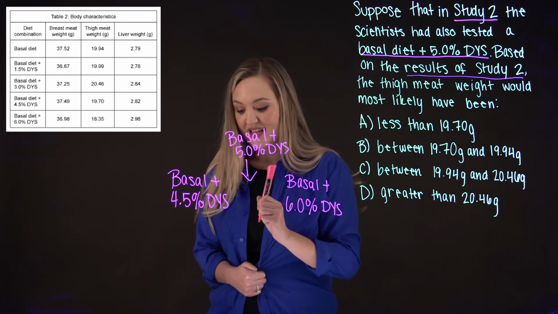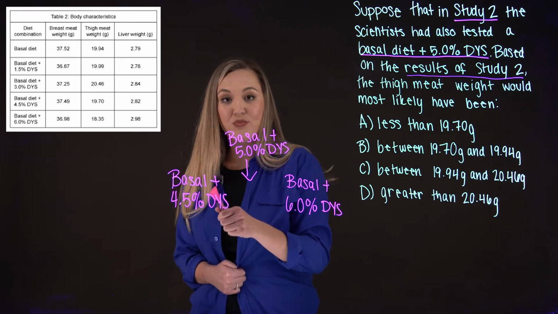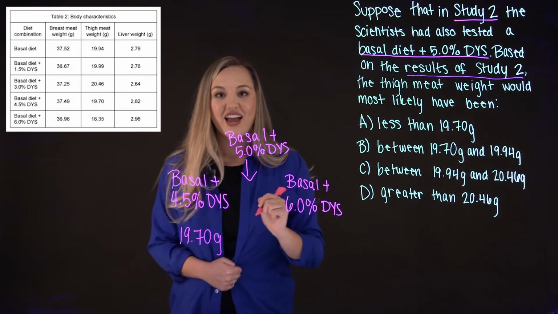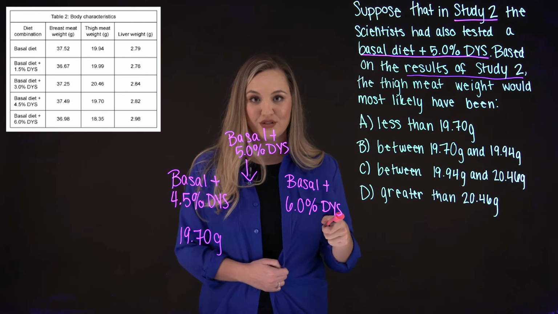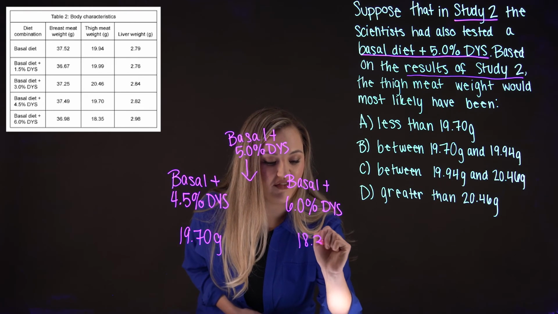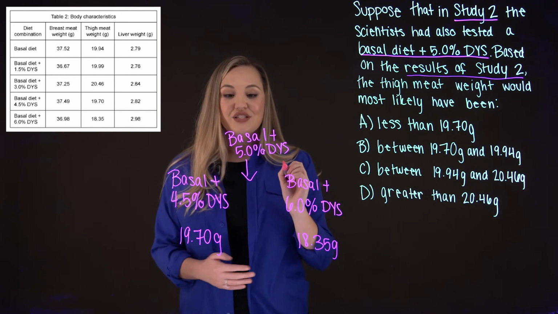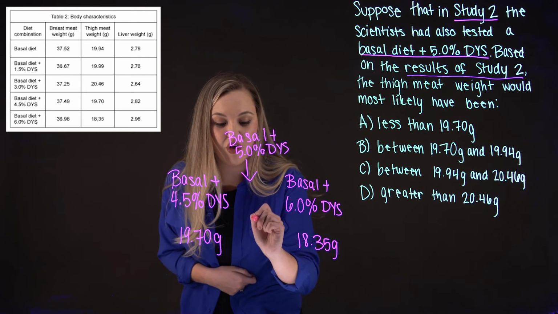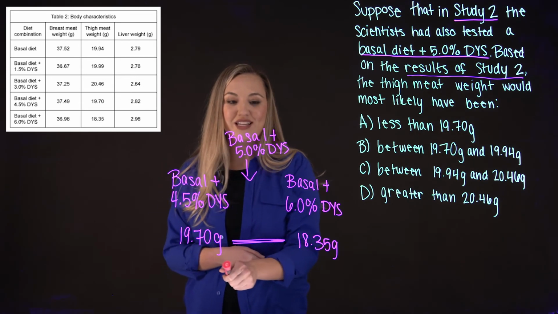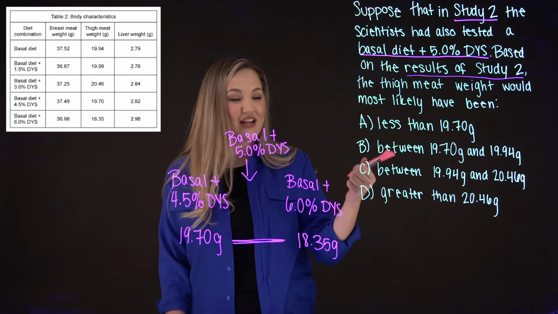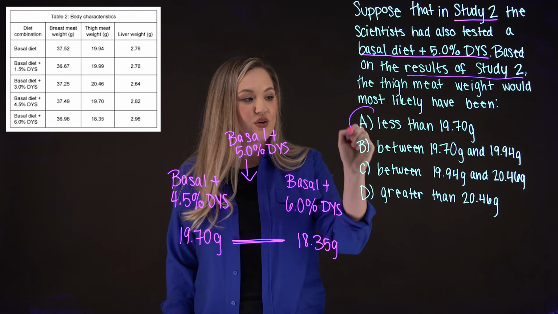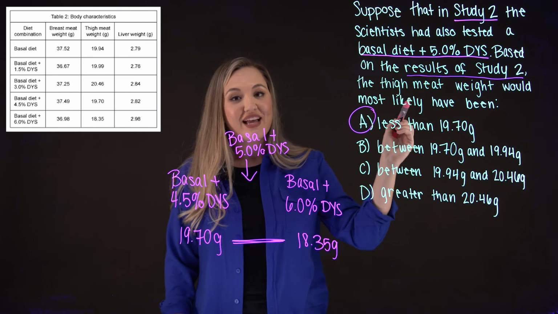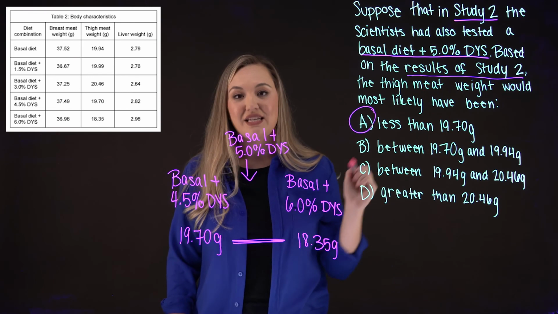So from the table, we can see that the thigh meat weight of a quail with basal diet plus 4.5% DYS was 19.7 grams. And the thigh meat weight of a quail fed a basal diet plus 6% DYS was 18.35 grams. So it's likely that the results of the thigh meat weight for a basal diet plus 5% DYS will also fall right in between these two values, 19.7 grams and 18.35 grams. Now looking at our answer choices, the only one that falls in this range is choice A. We can assume that a quail that's fed basal diet plus 5% DYS would most likely have a thigh meat weight that would be less than 19.7 grams.